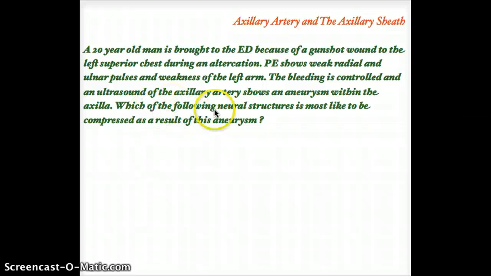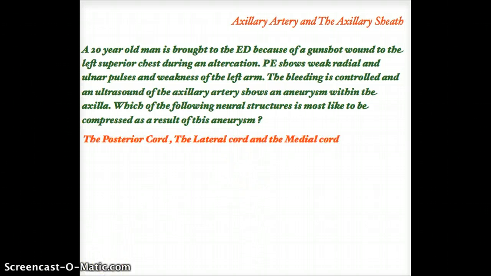That's why you should just know that if there is an aneurysm within the axillary sheath, it's going to be the cord that is going to be affected. So that's why I didn't write down the options. Which of the following neural structures is most likely to be compressed as a result of this aneurysm? It's going to be any of the cords. So it's going to be the posterior cord or the lateral cord or the medial cord. So now we have answered this particular question.